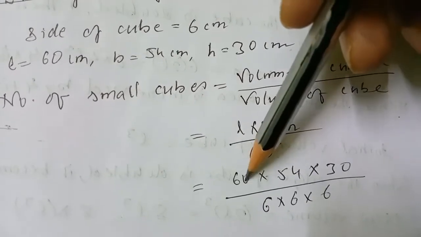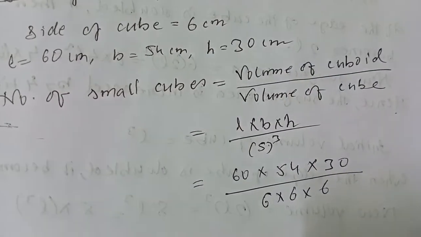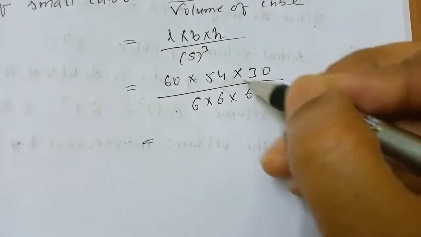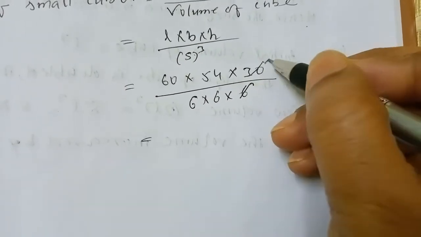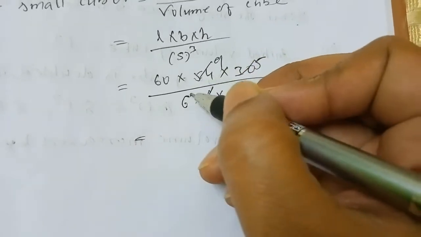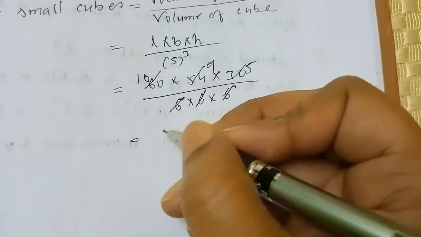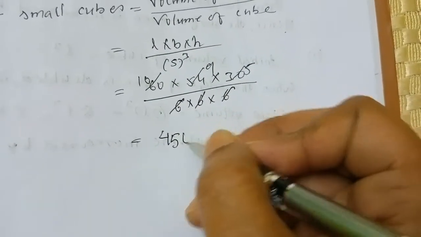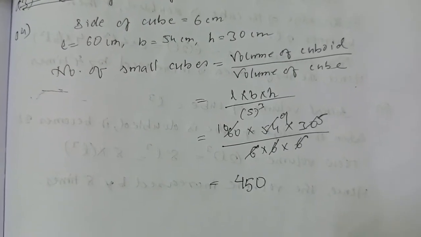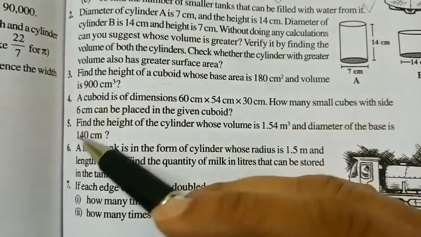So when you put the value 60 into 54 into 30 divided by 6 into 6 into 6, then we'll calculate. Okay, now we'll calculate like this. 6 5s are 30, then 6 9s are 54, then 6 10s are 60. Okay, so 10 9s are 90, 90 5s are 450. That means 450 cubes can be placed. This is a very simple question. Okay, now next question.